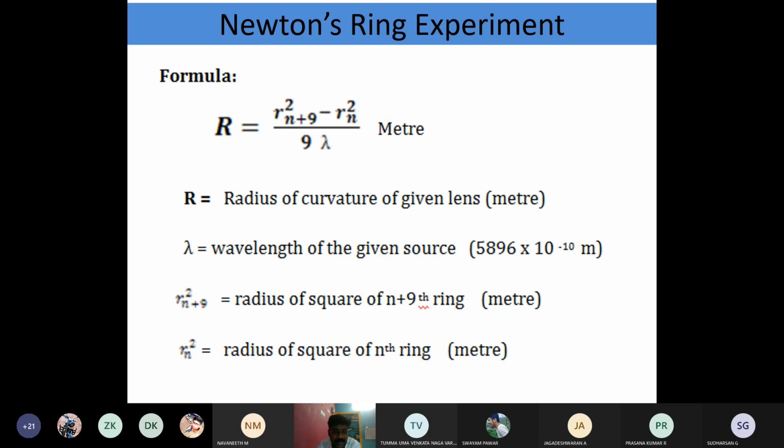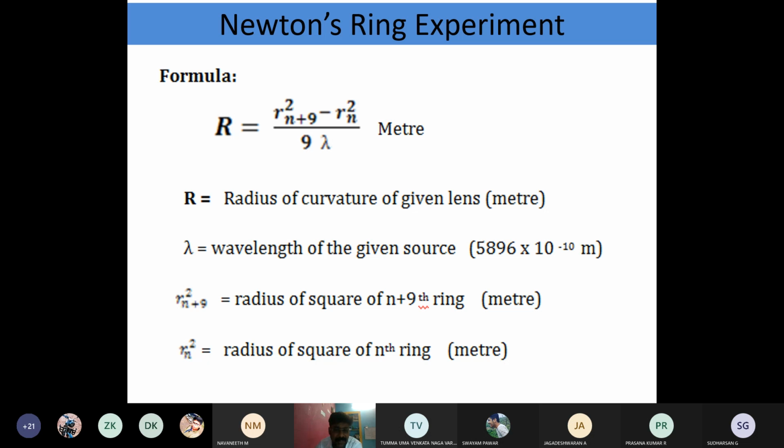Here we are going to consider an interference pattern in the form of rings. We are going to have n number of rings in Newton's ring. From those rings, we are going to consider the radius for the position n plus 9 and the radius for the position n. So we are going to consider only the difference. We are going to measure n number of readings, for example 15 readings.